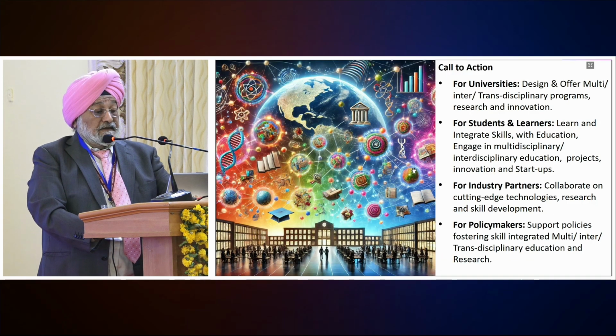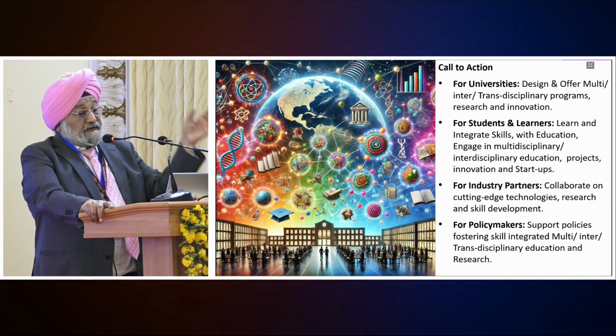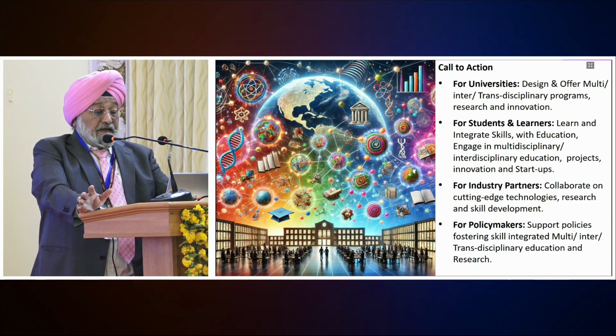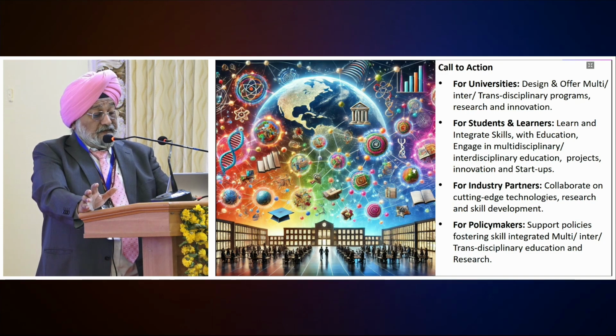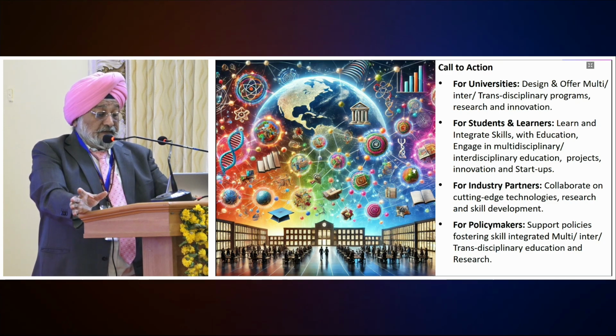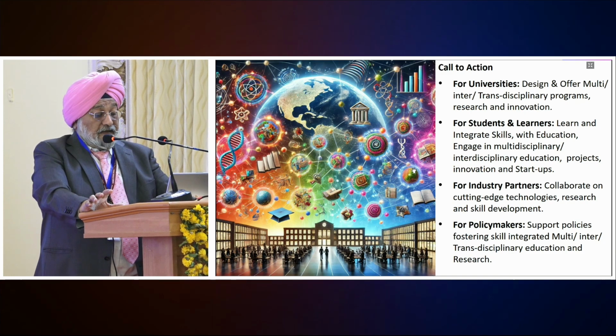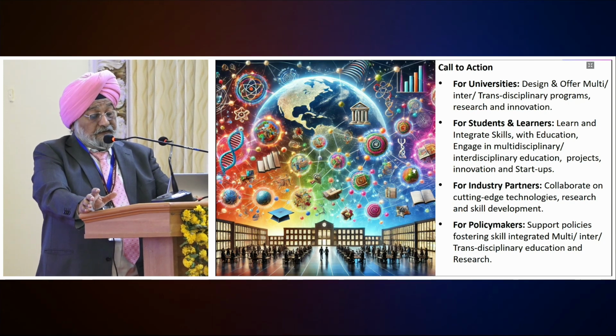It's a reality. So in the end, I would say that for universities, design and offer multi-disciplinary, interdisciplinary and transdisciplinary programs, research and innovation. And then for students and learners, learn and integrate skills with education, engage in multidisciplinary, interdisciplinary education, projects and innovation, especially startups. For industry partners, collaborate on cutting-edge technologies, research and skill development. And for policymakers, support policies fostering skill-integrated, multi, inter, and transdisciplinary education and such.